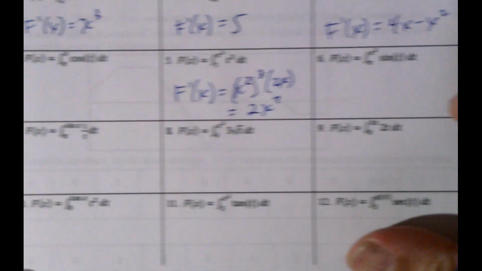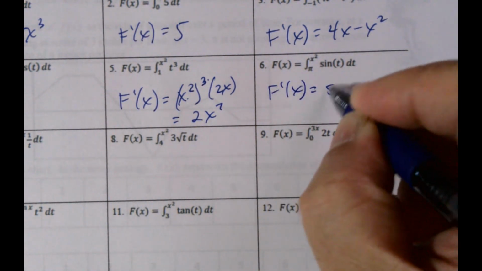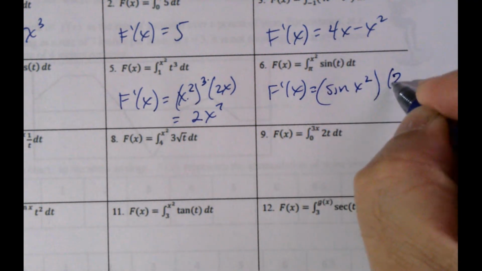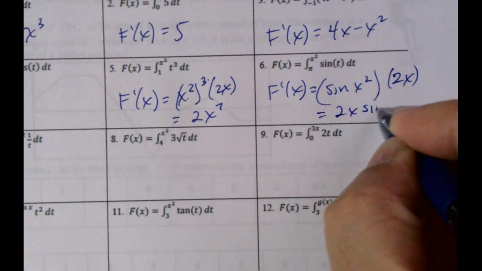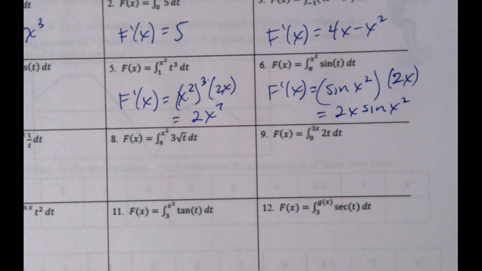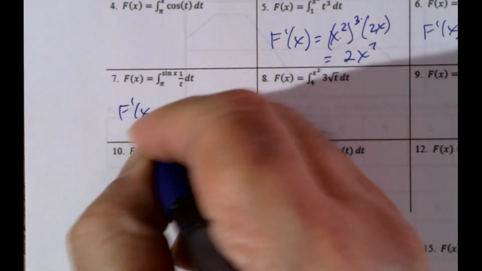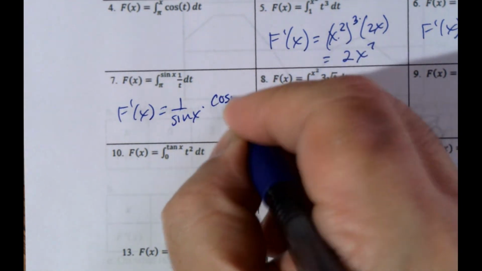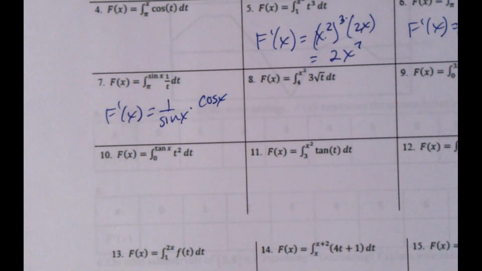All right, let's do 6. So f prime of x is sine of x squared times the derivative of x squared, which is 2x. Right? So you can leave it like that because this is not really cleaning up. You're just getting rid of parentheses. All right, that's it. Let's do 7. So f prime of x is 1 over sine x times the derivative of sine, which is cosine x. All right, that's enough.